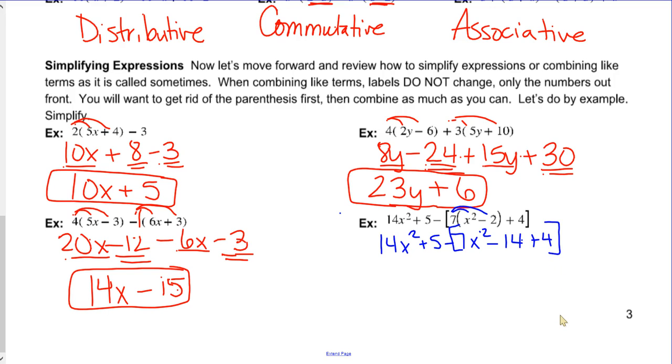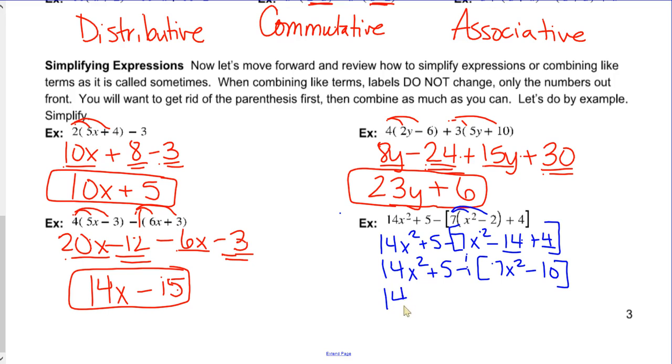All right. Now, I'm going to go ahead and simplify inside here so that I can make it a lot easier for myself. So let's go 14x squared plus 5 minus, I'm going to open my parentheses. Can't do anything with that 7x squared just yet, but -14 plus 4. If I owe you 14 and I give you 4, that's a -10. And now we have one of these negative situations again.